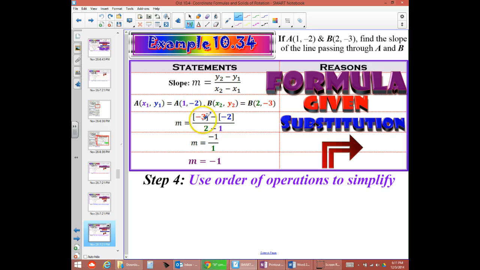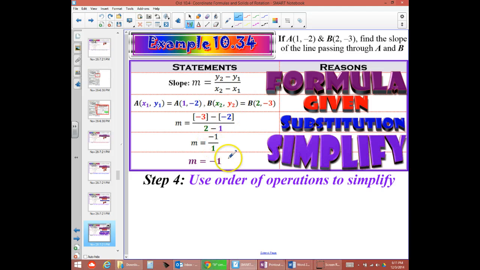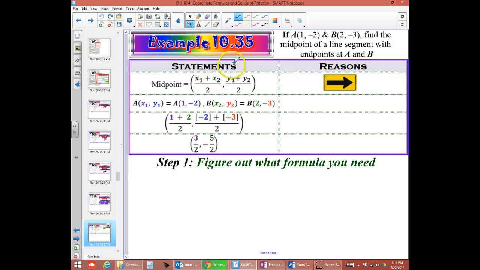When I do this, negative 3 minus negative 2, that becomes a big giant plus sign. So negative 3 plus 2 gets me to negative 1. And 2 minus 1 is obviously just 1. So I have to simplify it down to be negative 1. That's my slope. So now, that's a great example of what you're going to see on the homework. If we keep going on, feel free to pause the video whenever you need to. Most of the instructions have been the exact same. Formula, given, substitute, and simplify. Which is the case here.